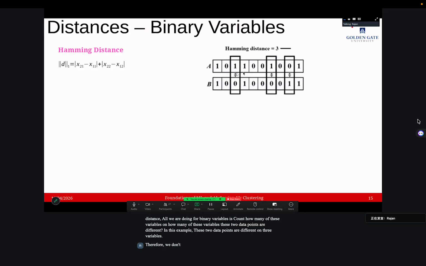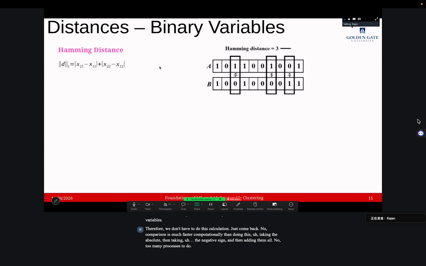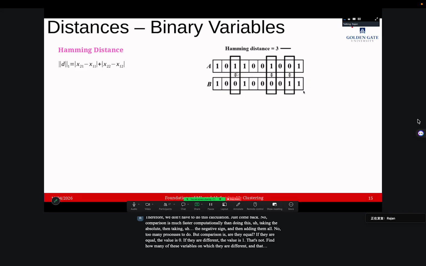Therefore, we don't have to do this calculation. Just compare. Comparison is much faster computationally than taking the absolute value, then taking the negative sign, and then adding them all. Too many processes to do. But comparison is: are they equal? If they are equal, the value is 0. If they are different, the value is 1. That's all. Find how many of these variables they are different on, and that is the Manhattan distance between these 2 data points. That's what Hamming observed.